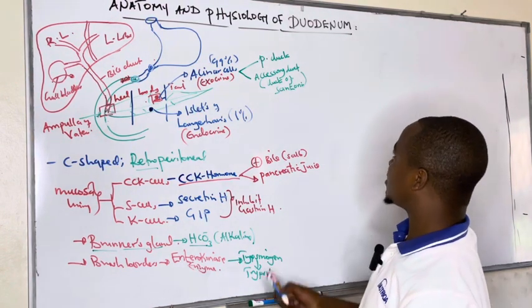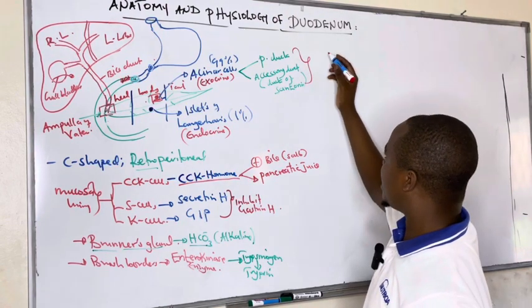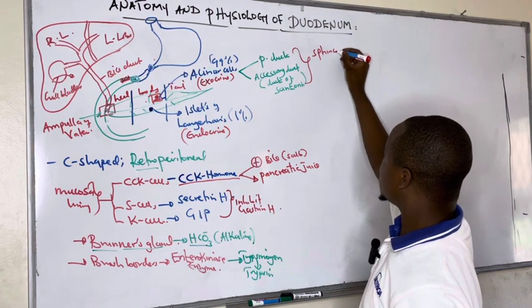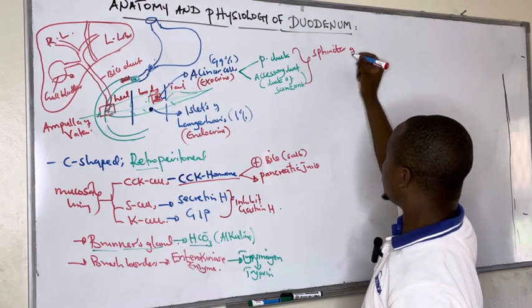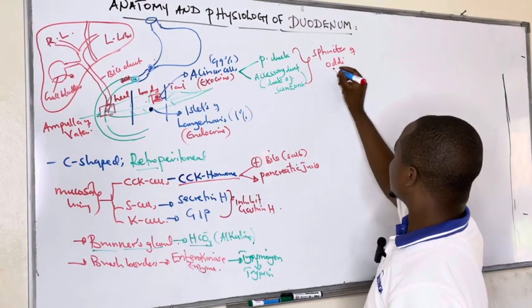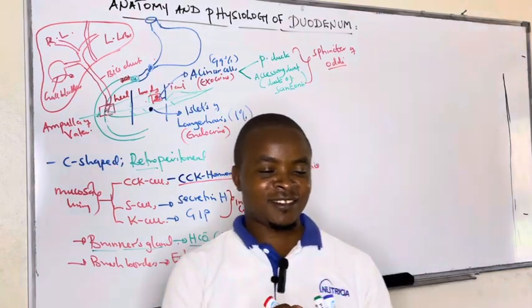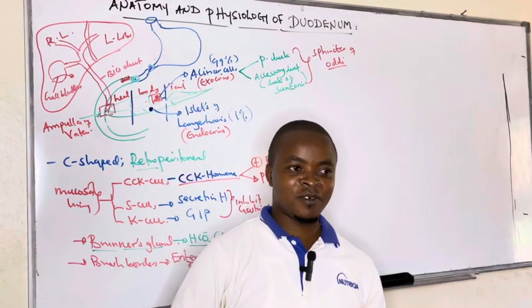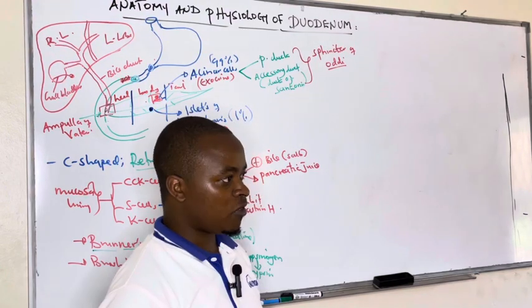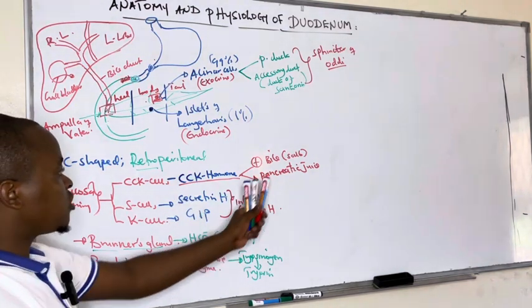And we see that the secretions of these ducts are regulated by the sphincter known as the sphincter of Oddi. So the sphincter of Oddi is the one that regulates the secretion of pancreatic juice via these ducts. So that is the function of CCK, production of bile.